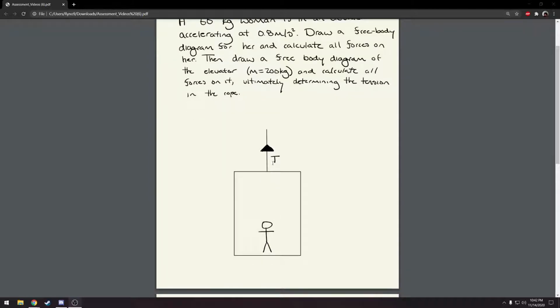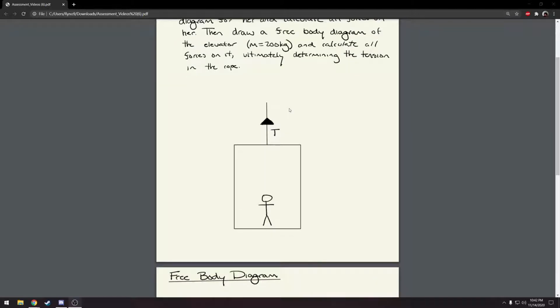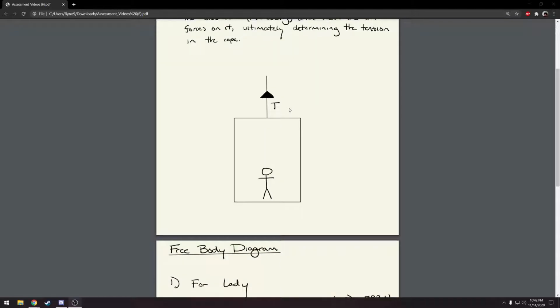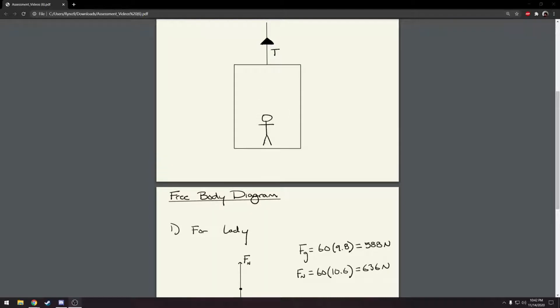And it gives us this illustration here of the lady in the elevator with the tension pulling up, so it's accelerating upward. And I guess we'll just start off by drawing the free body diagram for the lady and calculating the forces acting on her. So for the lady, the only forces really acting on her are going to be the force of gravity that's pulling her down, and then the normal force, or the force from the elevator that's pushing her up. And since she's being pushed up, the normal force is going to be greater than the force of gravity.